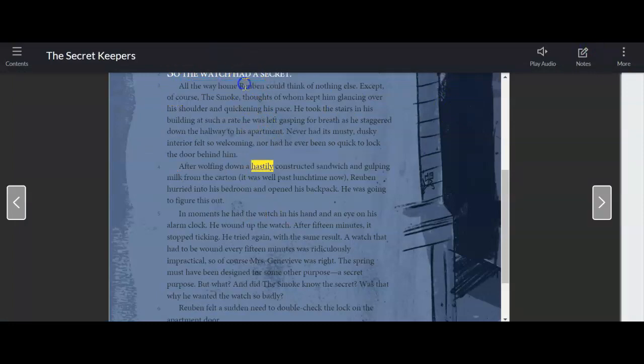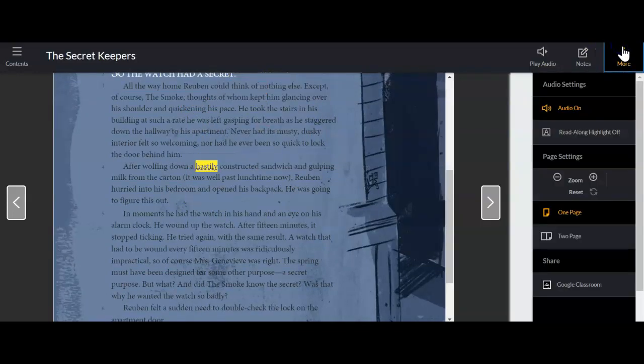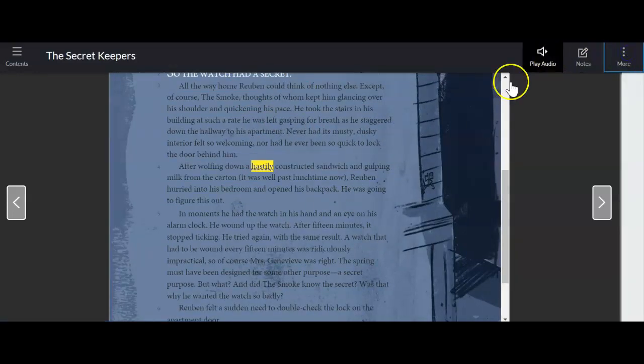Maybe it won't let me do notes here. Oh, that's okay. We'll just write it. Okay, so who is this about? This is all about Reuben. So if I was to retell this, this is all about Reuben.